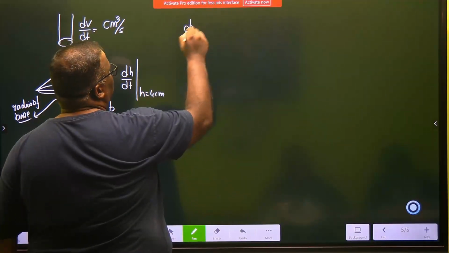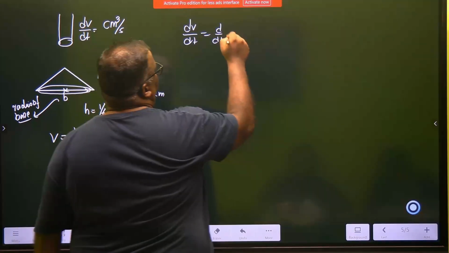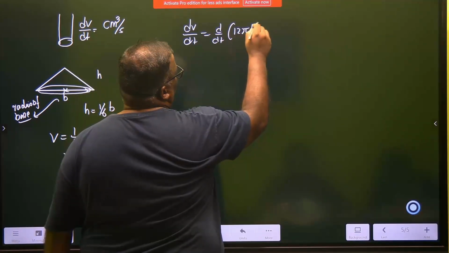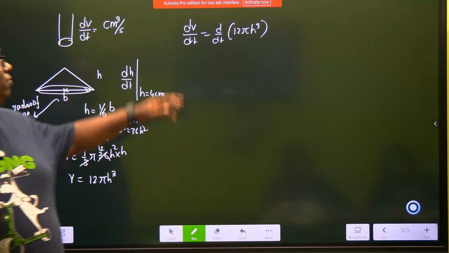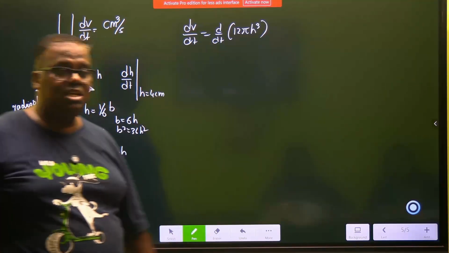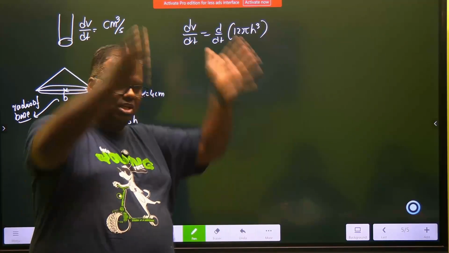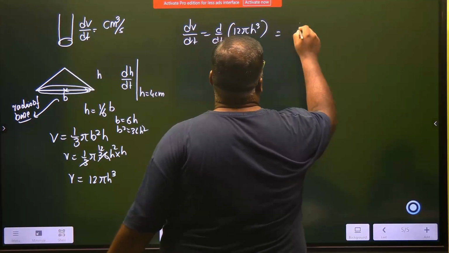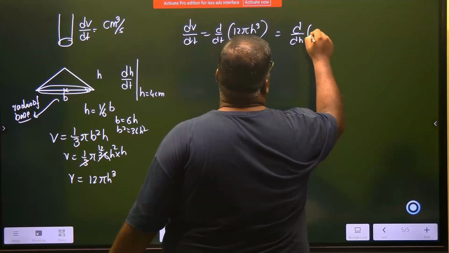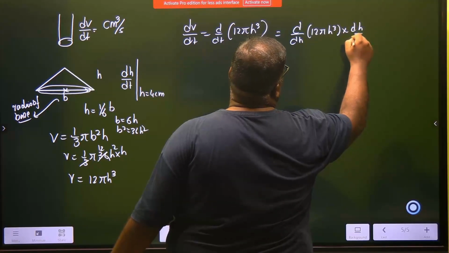Let's do dV/dt, which is d/dt of 12 pi h cube. Children, h is a variable. You can't differentiate it with respect to t, because h is a variable. As the sand falls, h is changing continuously, isn't it? So the chain rule has to be used. So it becomes d/dh of 12 pi h cube multiplied by dh/dt.